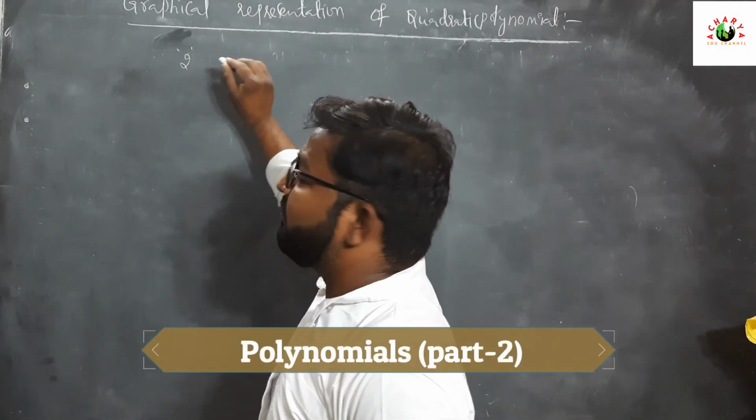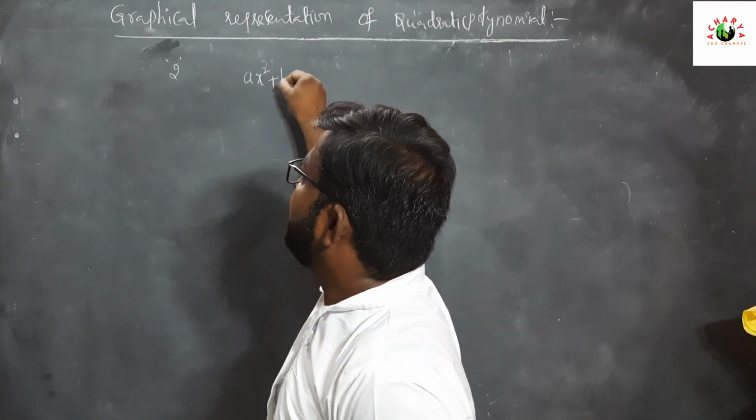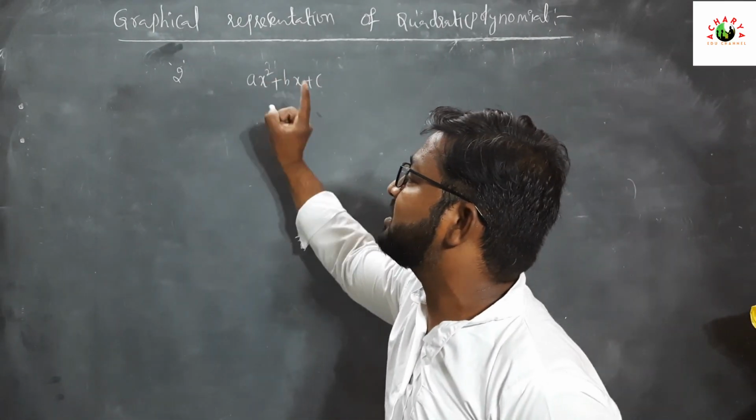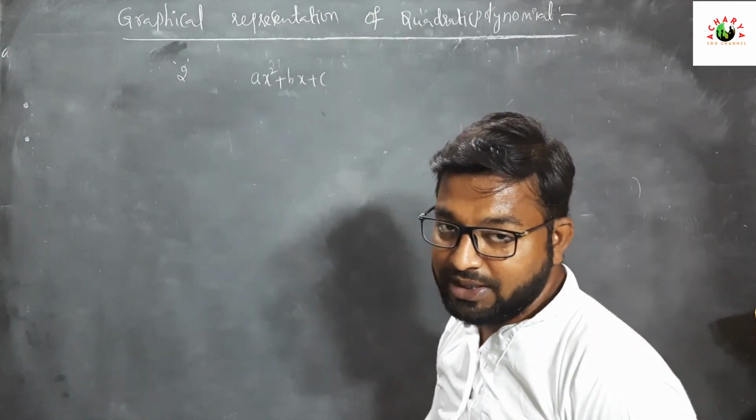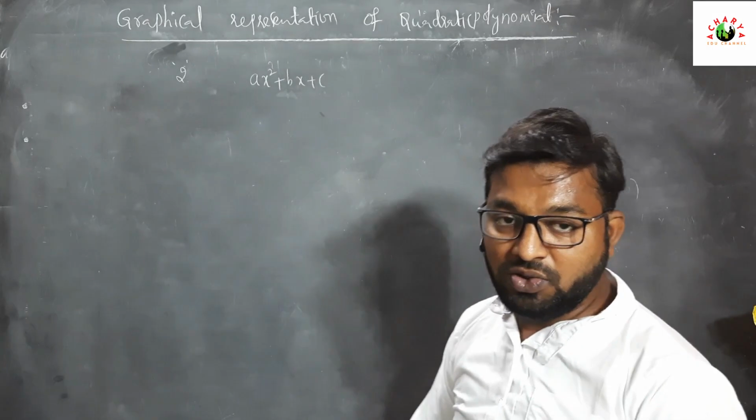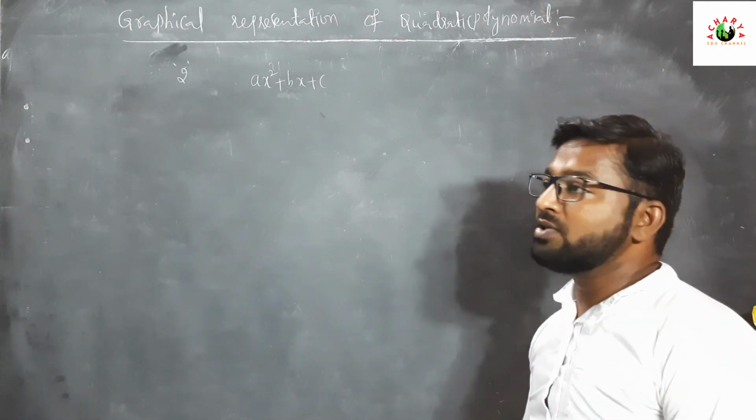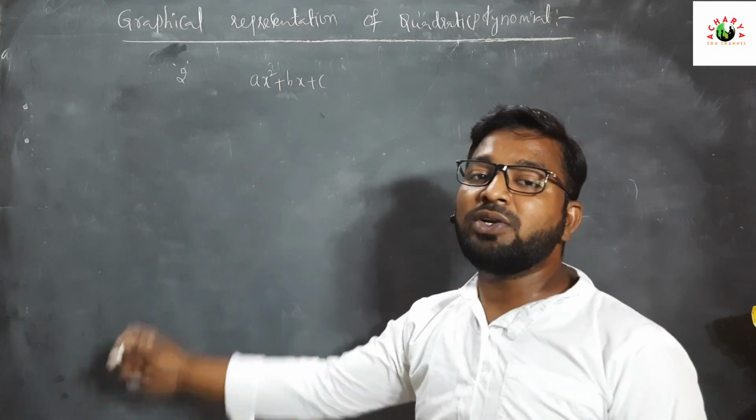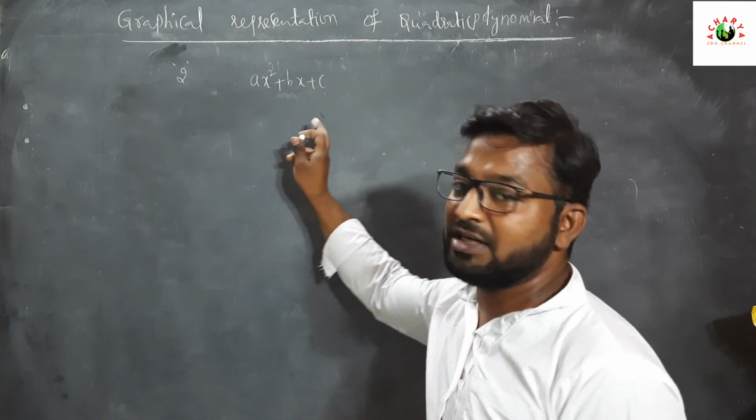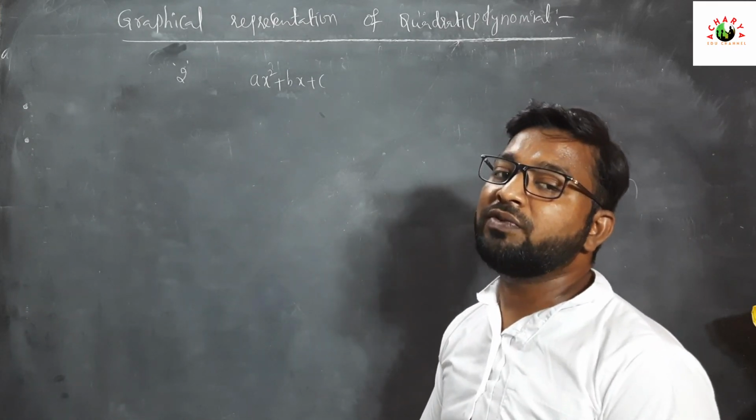Why is the degree of a quadratic polynomial 2? The general form of a quadratic polynomial is ax square plus bx plus c. In this general form, the highest power of the variable is called the degree. So the degree of a quadratic polynomial is 2, so it has 2 zeros. How can we find the 2 zeros? By using the factorization method, we find the 2 zeros and verify them.